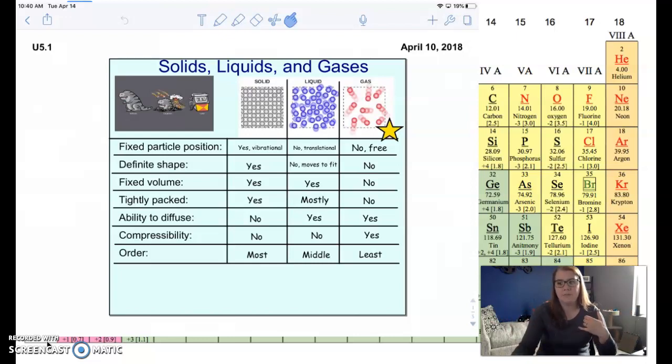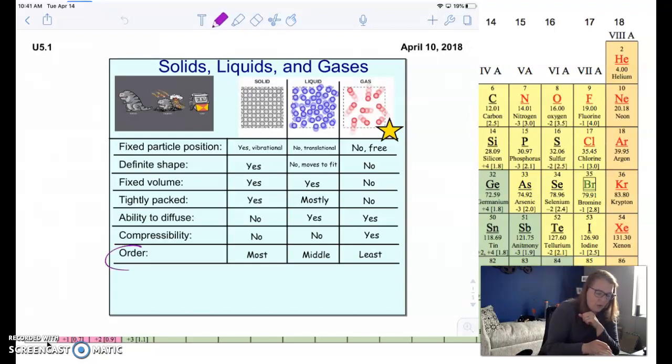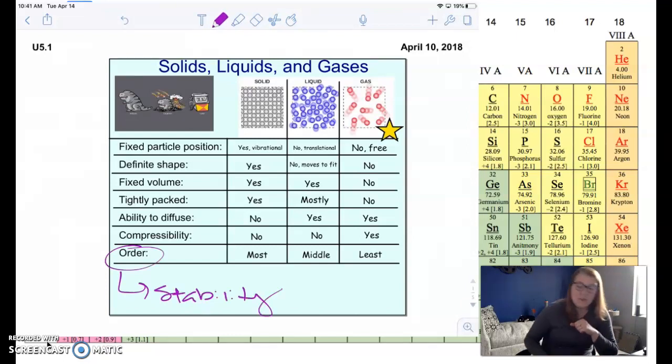Solids have a definite shape. Like this has a shape that doesn't change. This has a set volume, a set amount of space that it's taking up. Solids are very tightly packed. They're kind of condensed as much as possible. You can't diffuse anything through it. Like if I sprayed perfume on this remote, it would not travel through the remote. Compressibility: I can't compress this into a smaller volume. And these have the most order. Order basically means stability, if you want to think about it that way. Since solids have the most order, they're the most stable.